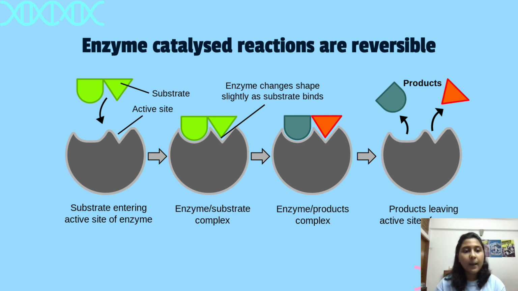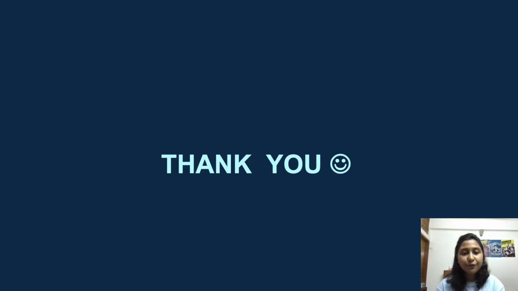Here, as you can see, the first step shows the substrate entering the active site of the enzyme. The enzyme changes slightly as the substrate binds and an enzyme-substrate complex is formed. Now the enzyme-product complex is there, and then again the products leave the active site. So they are reversible.